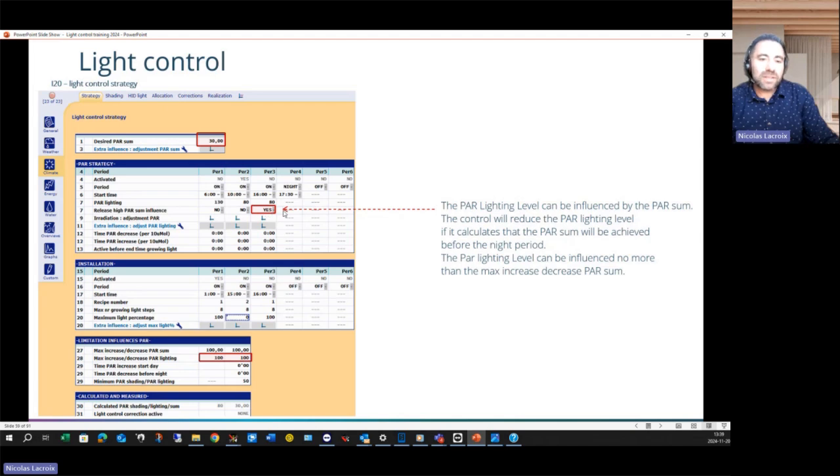So if you turn that on here, the control will aim to have that desired PAR sum at the end of the day. Okay, so it can influence your PAR lighting level by a maximum of the maximum increase and decrease PAR lighting level here. So that means the control, if my PAR sum is too low, I can increase up to 180 micromole, and if it's too high, I can go to 0.